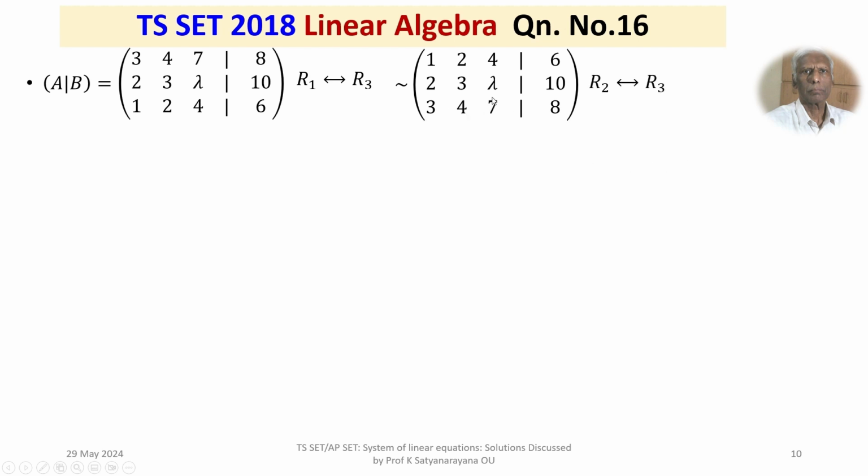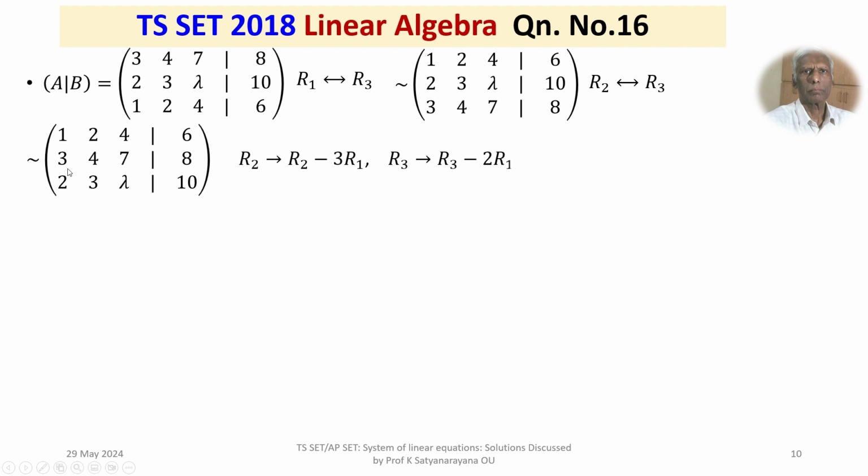Why are we interchanging the second and third rows? Because it will be convenient if the equation consisting of lambda is in the third row. That will be convenient for the discussions. So first interchange the second and third rows. So in the third row we have 2, 3, lambda, 10. Now R2 is R2 minus 3R1, and R3 is R3 minus 2R1.